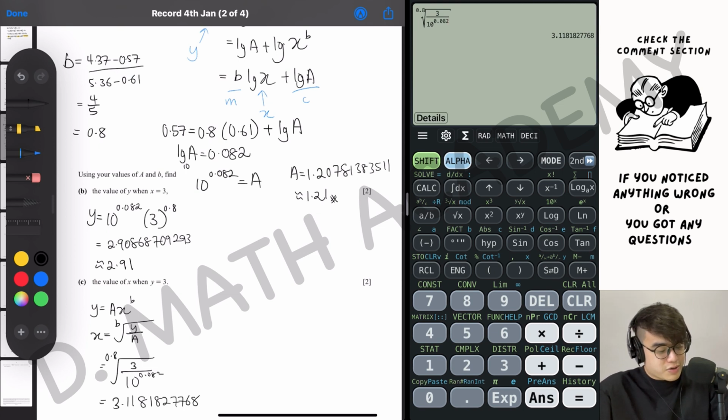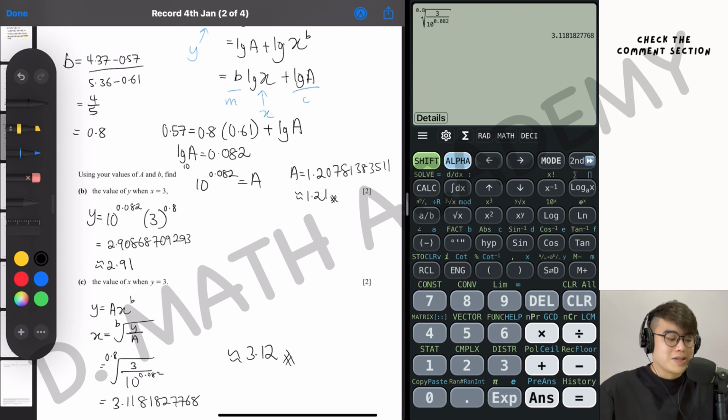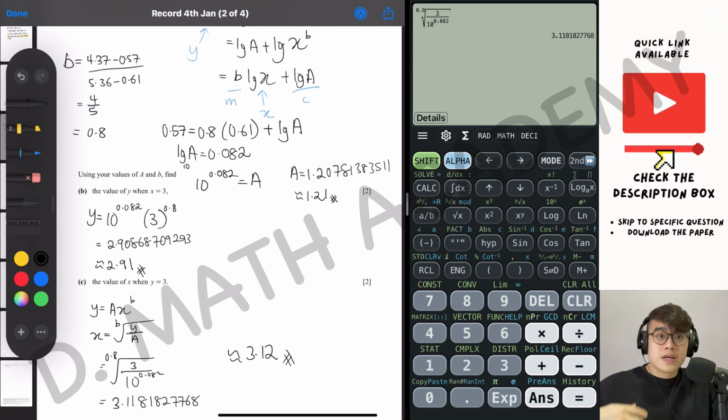So you get 3.1181827768, which is approximately 3.12 if we were to set it in 3 significant figures. Okay, that will be how I solve our question 8 over here.